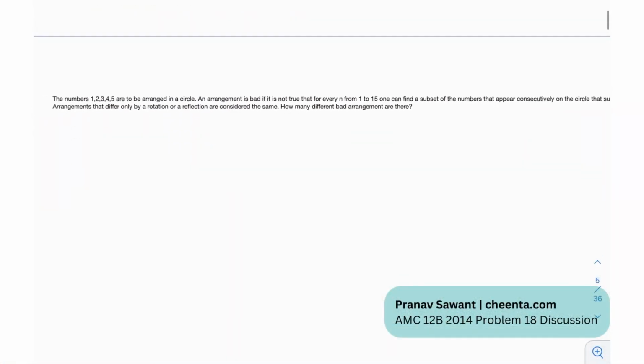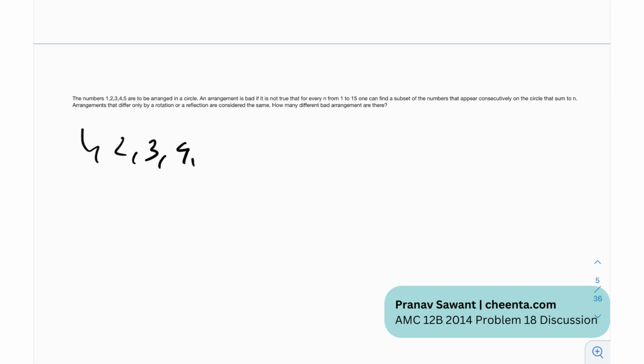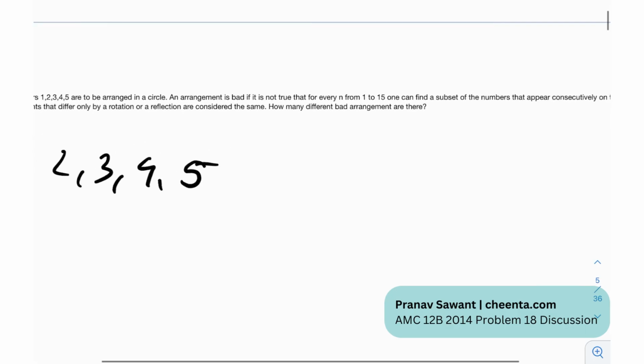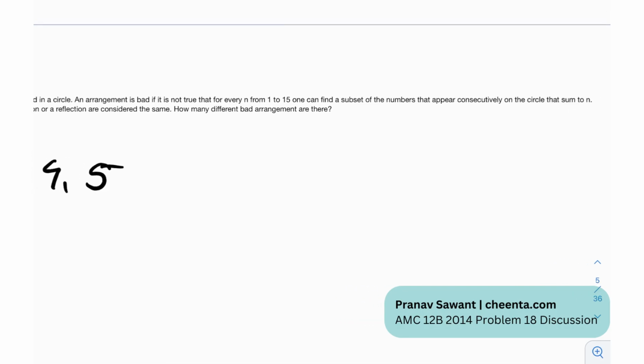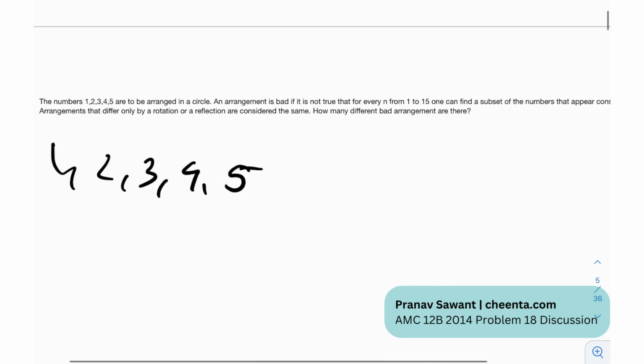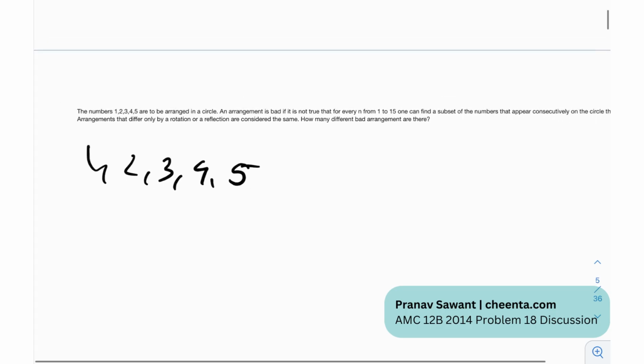Okay, so maybe I can just zoom in. Okay, so they are saying that the numbers 1, 2, 3, 4, and 5 are arranged in a circle, right? And an arrangement is bad if it is not true that for every n from 1 to 15, one can find a subset of the numbers that appear consecutively on the circle that sum to n. Arrangements that differ only by rotation or reflection are considered the same. How many different bad arrangements are there?